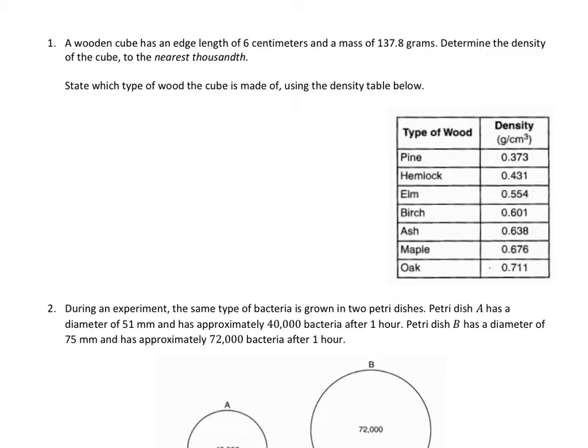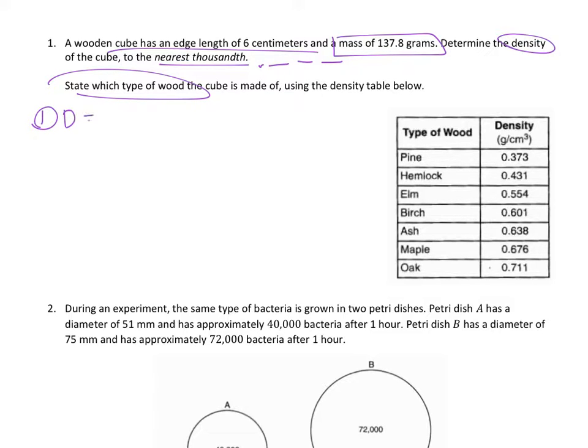So for number 1 here, it says a wooden cube has an edge length of 6 centimeters and a mass of 137.8 grams. Our first step is to determine the density of the cube to the nearest thousandth. That's 3 decimal places. Afterwards, we'll state the type of wood based on the density table. So first step, D equals M over V. We don't know the density, so we'll keep the D. The M gets replaced by 137.8. And for volume, we actually have to calculate that.